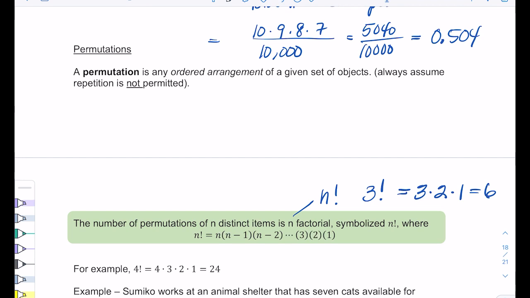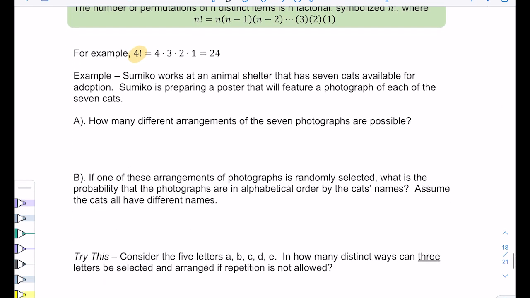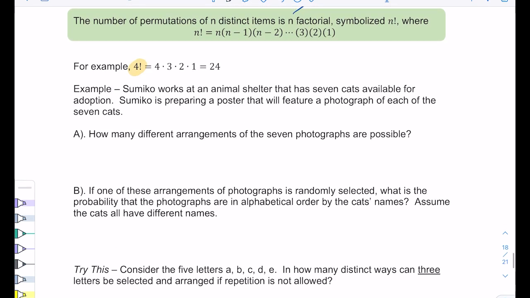Another example I gave you was 4 factorial. That's just the number 4 times all its preceding numbers, times 3 times 2 times 1. There are scientific calculators that have the factorial symbol on them, and it makes it easy to multiply those numbers out. Okay, let's look at an example of when we would use permutations.